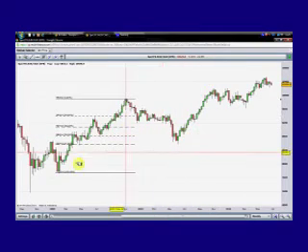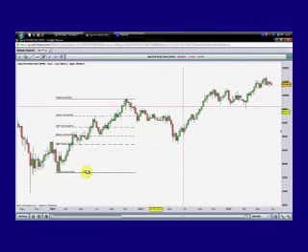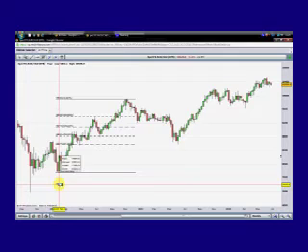All right. So we see that the price went up from here up to this level here. This level here, we'll call it A, B. Okay, C, D. This is the ABCD chart pattern.